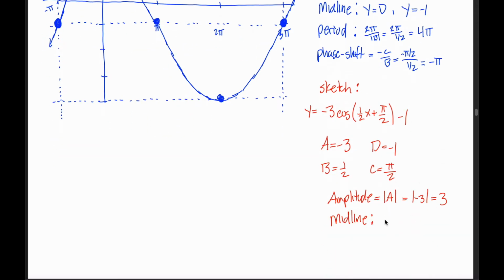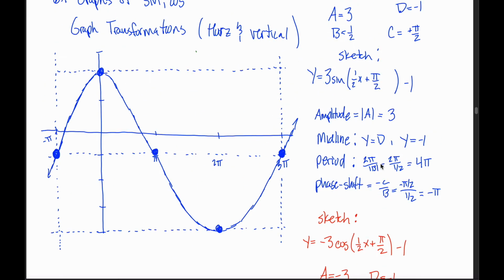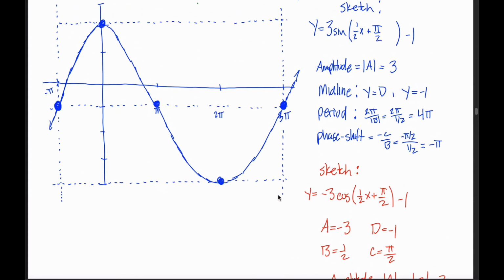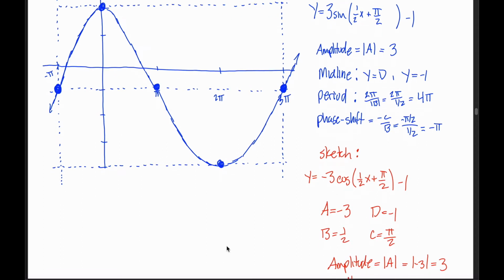My midline is given by the equation y equals d, and because d is unchanged, my midline is still at y equals negative 1. Because b and c are the same values in red as they were in blue up here, my period and my phase shift will be unchanged. Those will still be 4 pi and negative pi. In fact, for this graph, amplitude, midline, period, and phase shift are all going to be the same. So if I were sketching these guidelines, they'd all be in the exact same spot. So what changes? Cosine instead of sine and negative instead of positive.